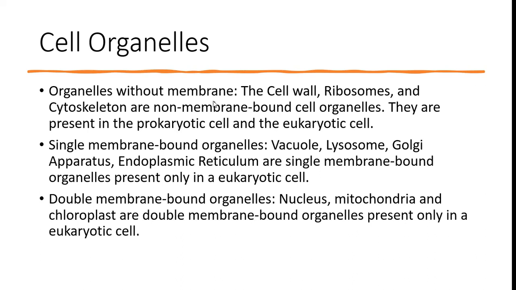Organelles may not have membranes, so some of those membrane-less or without-membrane organelles are going to be your ribosomes and cytoskeletal pieces. Those, remember, were also found in prokaryotic cells. We're going to concentrate here on the membrane-bound organelles, which are unique to eukaryotic cells. And when we talk about membrane-bound organelles, recognize that they can either be single membraned, such as our lysosomes, Golgi apparatus, and ER, or they may be double membraned, such as the nucleus and the mitochondria.